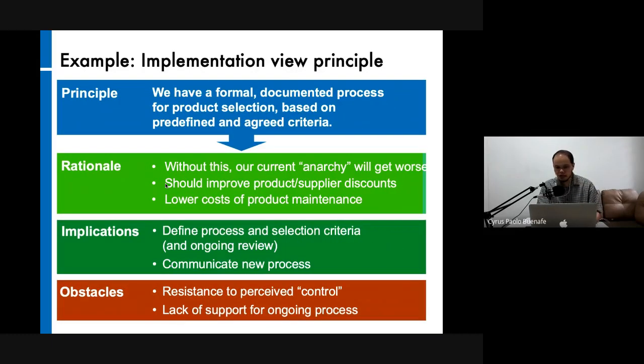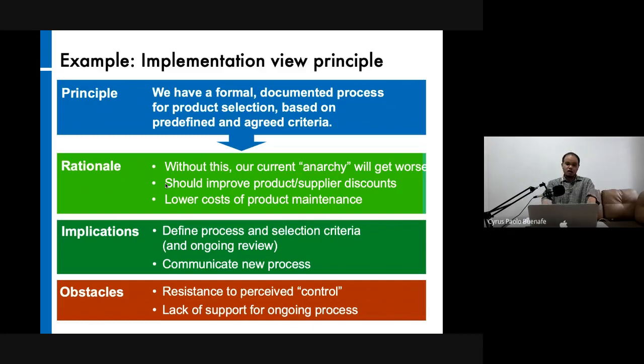Okay, the implementation view. How do you implement? What's the principle? We have a formal documented process for product selection based on predefined and agreed criteria. So without this, anarchy will only get worse. It should improve product supplier discounts and lower costs of product maintenance.